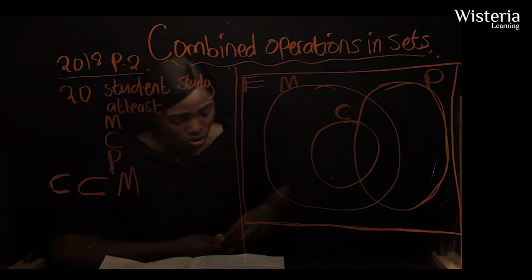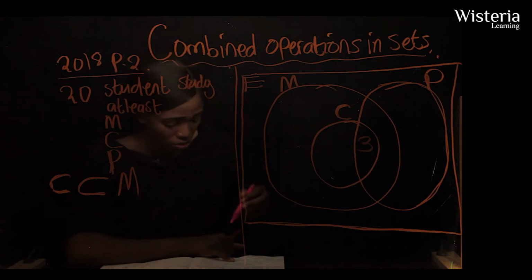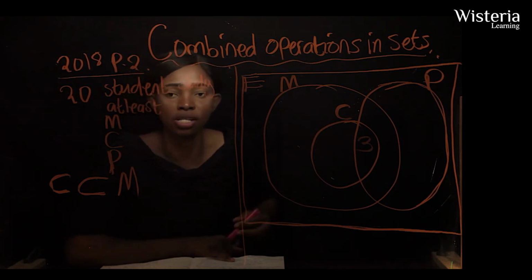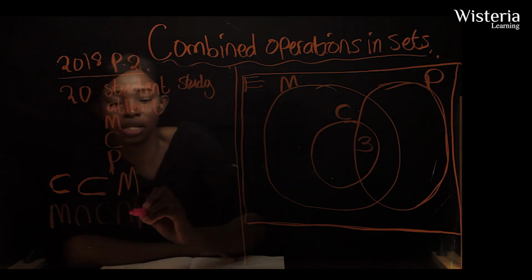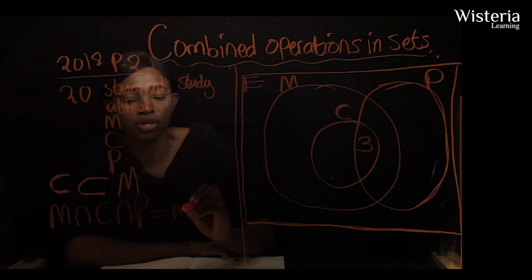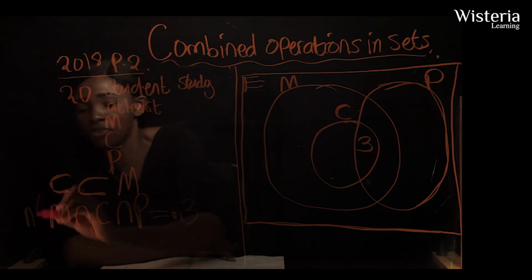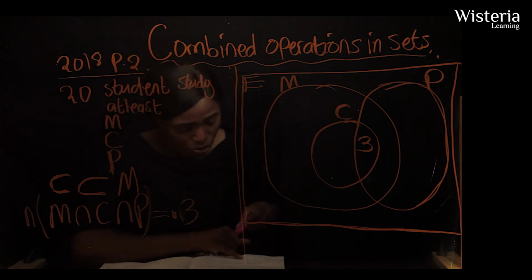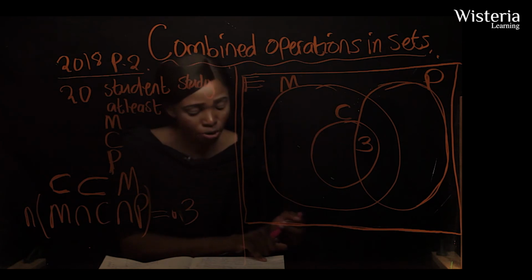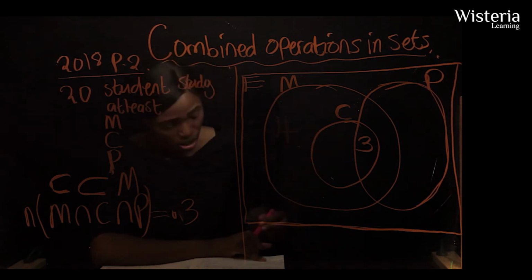All those who study chemistry also study mathematics. 3 students study all the 3 subjects. All the 3 subjects, they'll be here, 3. Meaning M intersection C intersection P is equal to 3. The number of elements in this set will be 3. Then 4 students study mathematics only. So mathematics only, there are 4. We'll put them there.